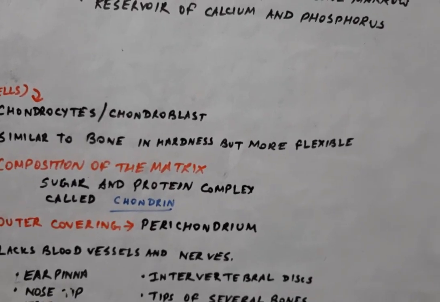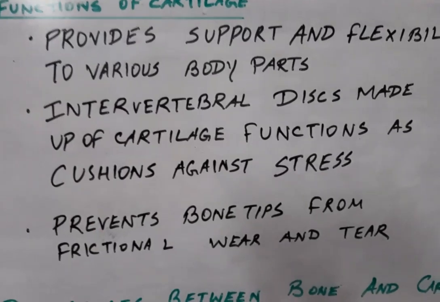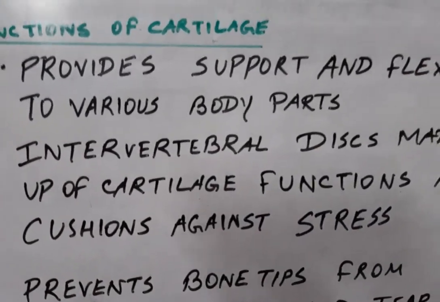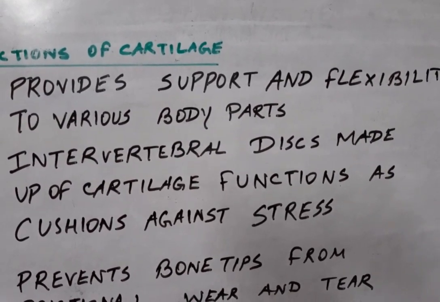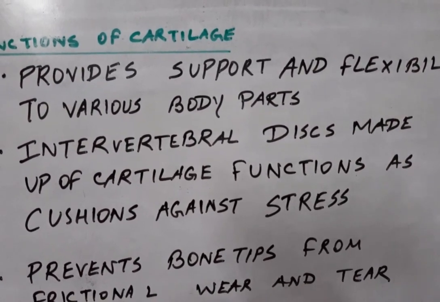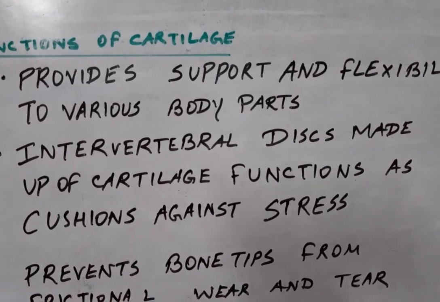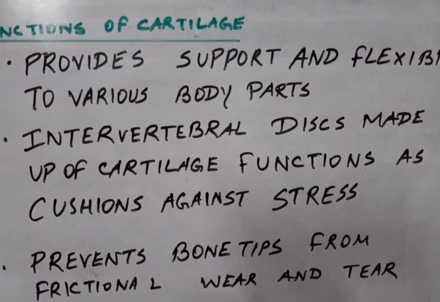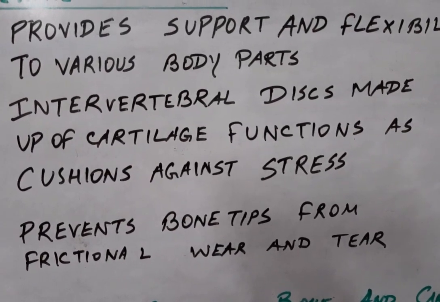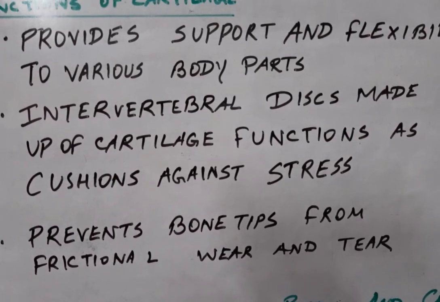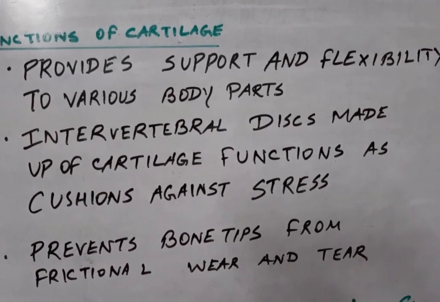Now let's have a look at the functions of cartilage. Cartilage provides support and flexibility to the body parts. The intervertebral disc is made up of cartilage and acts as a cushion against stress. It prevents the bone tips from frictional wear and tear. So these are the functions of cartilage.